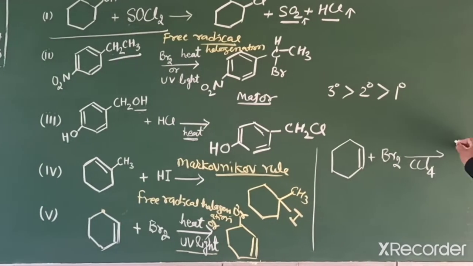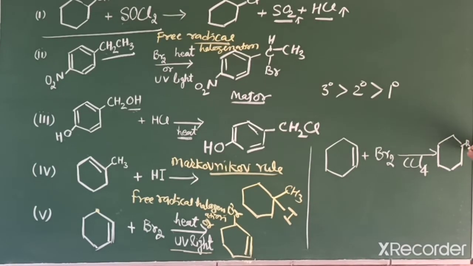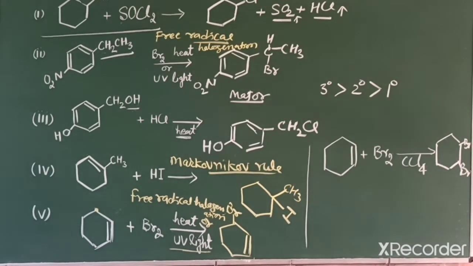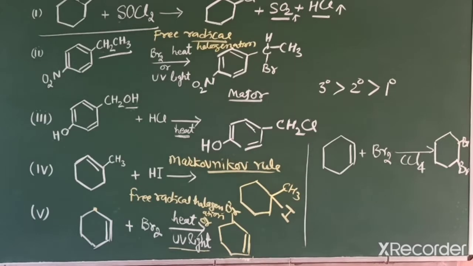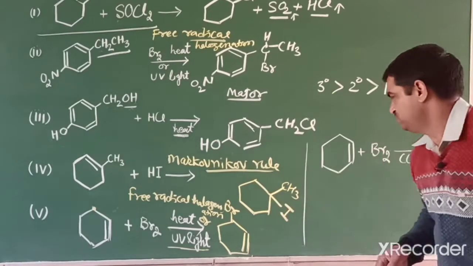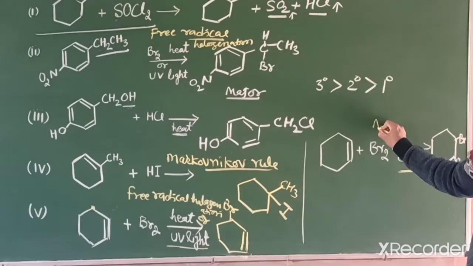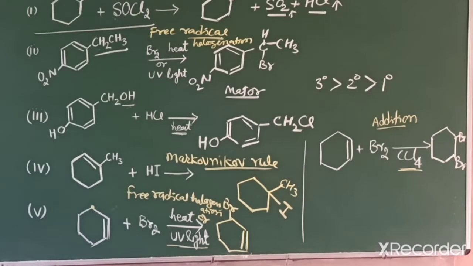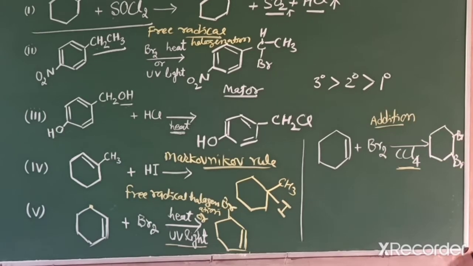So our product is, we will write like this. In the double bond we get a dibromo product, which means an addition reaction: bromine will attach on the double bond, giving the dibromo product. See the difference: if heat and light are given, then free radical halogenation. If heat or light is not given and carbon tetrachloride is given, then we require addition reaction and we get a dihalide. That dihalide is a vicinal dihalide, and the reddish brown color disappears.